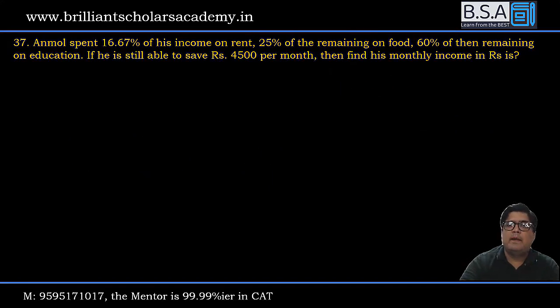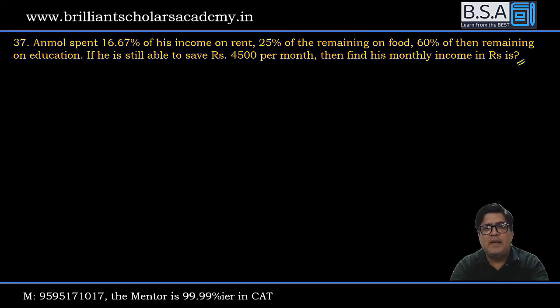Give it a try. Again, a simple, very straightforward application of percentages. Anmol spent 16.67% of his income on rent, 25% of the remaining on food, 60% of the then remaining on education. If he is still able to save rupees 4,500 per month, find his monthly income. Find his monthly income in rupees.